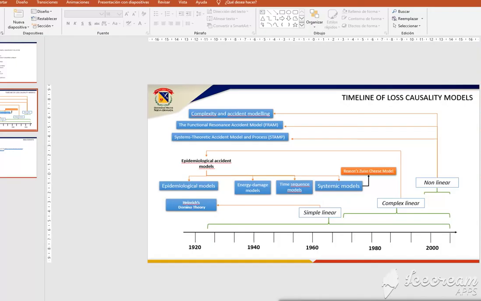Finally, following the timeline, at the beginning of the 2000s, the concept of the nonlinear model was introduced, which constitutes the following: the systems theoretic accident model and process STAMP, the functional resonance accident model FRAM, and complexity and accident modeling. These models are based on describing how human and functional technology work as a joint system, not only as humans interacting with machines. This is all for this time.